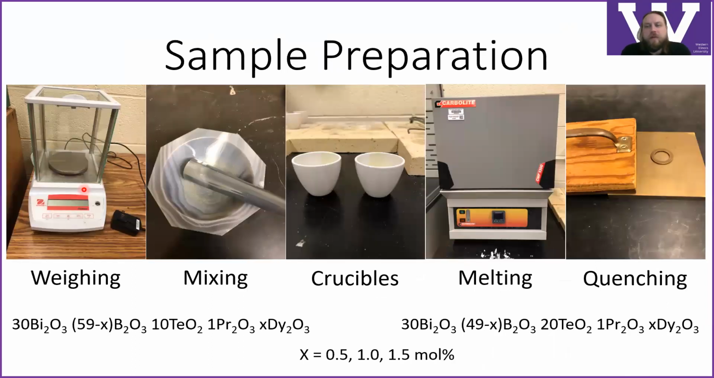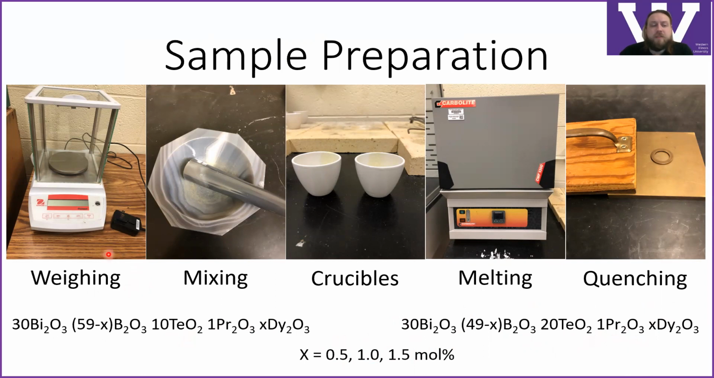So we prepare these samples here at Western ourselves. If you look here in the bottom left, I have one type of sample that has 10% tellurium oxide, and then we change the dysprosium content from 0.5 to 1 to 1.5. And then we also have a second type of sample, which has 20% tellurium oxide. And I do the same thing for that, where I change the dysprosium content. So we can compare dysprosium content change as well as comparing the difference in 10 to 20% tellurium oxide.